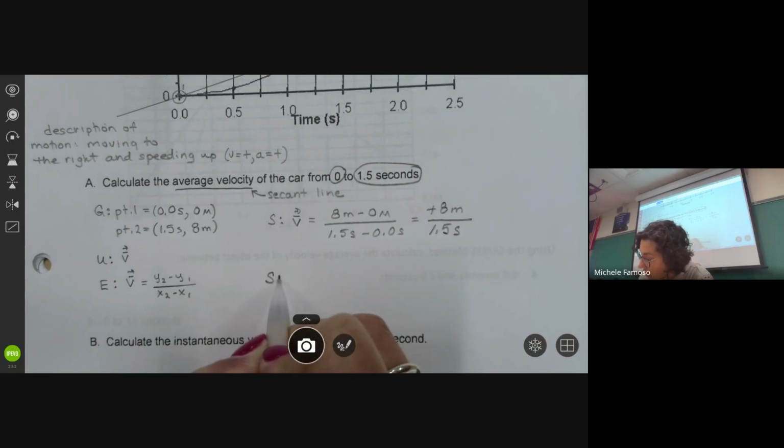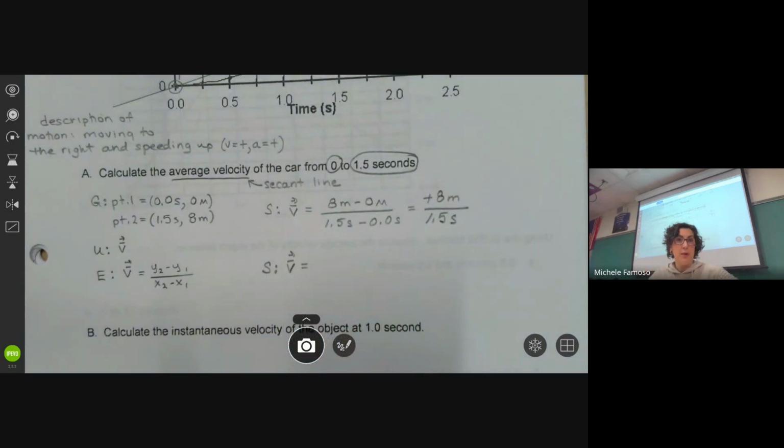Now I see the sign that I'm going to need for the velocity and over 1.5 seconds. So now you're going to go ahead and divide that out. And we need to round our answer to proper units, sig figs, and direction. So I'll give you all a minute to do that.